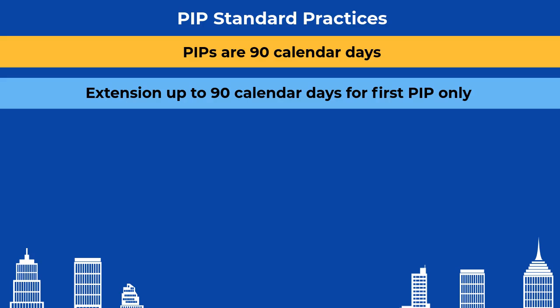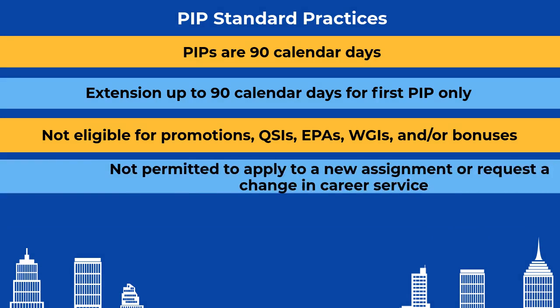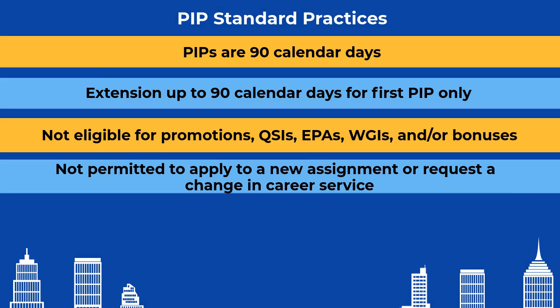An employee receiving a not meeting expectations in their performance summary is not eligible for promotions, quality step increases, exceptional performance awards, within grade increases, and/or bonuses. An employee on a PIP is not permitted to apply to a new assignment or request a change in career service, except in rare cases with career service approval, in order to give consistent opportunity to improve performance.